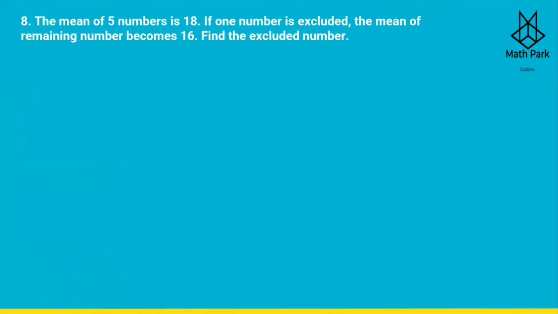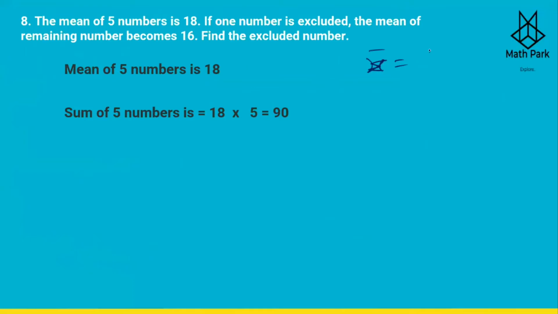The mean of 5 numbers is 18. If one number is excluded, the mean of the remaining numbers becomes 16. Find the excluded number. So the mean of 5 numbers is 18. Remember, x bar is equal to sum upon n, the number of numbers, so mean into n gives you the sum. So the sum of 5 numbers is 18 times 5, which is 90.